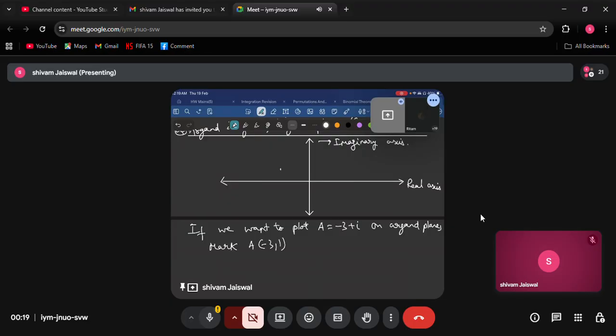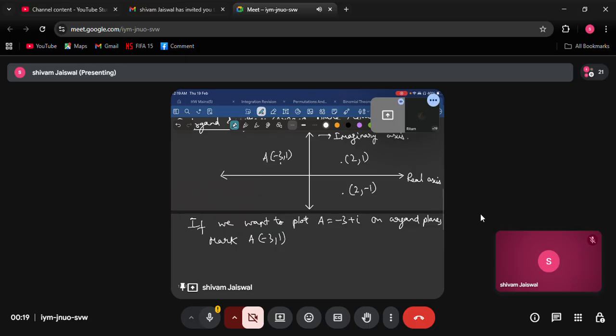This is the point minus 3 comma 1. This is where the complex number lies. Is it clear to everyone? If I want to mark 2 minus iota, it will be over here. This is 2 minus iota: x equal to 2, y equal to minus 1, the point 2 comma minus 1. Are you getting it? This is how to plot complex numbers on the Argand plane.